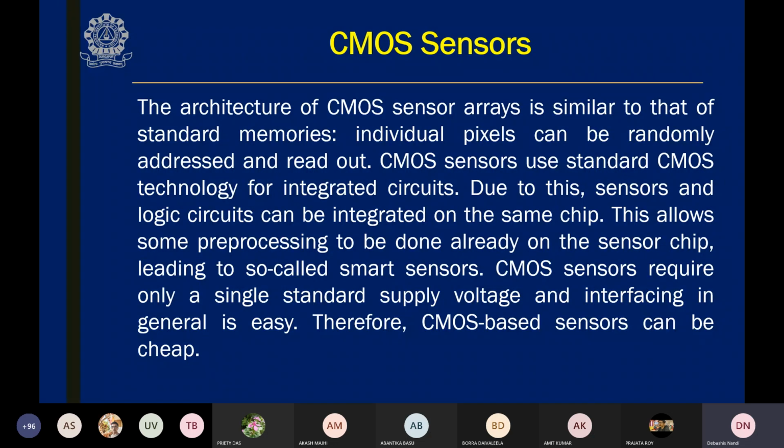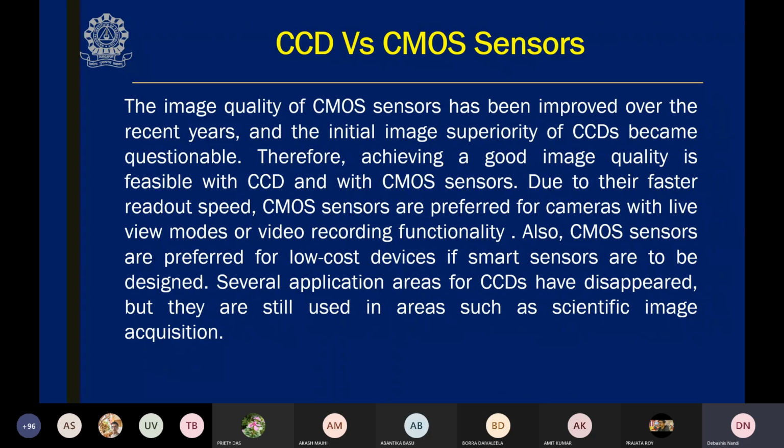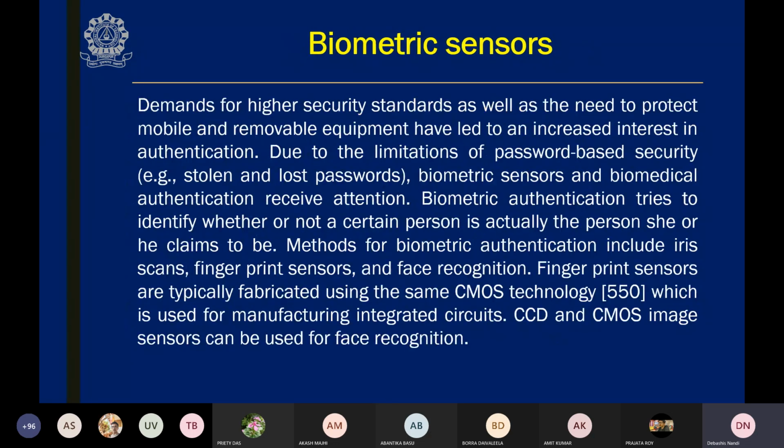But for high-end cameras, meaning for higher quality, till now CCD cameras are used. In earlier days, for this kind of small cameras also you used to use CCD, but those CCDs have been replaced by CMOS sensors. Okay, so CCD versus CMOS sensors, the advantages and disadvantages we have written. You can read it. Then biometric sensors.